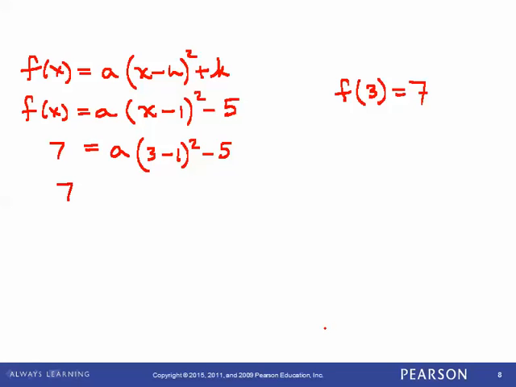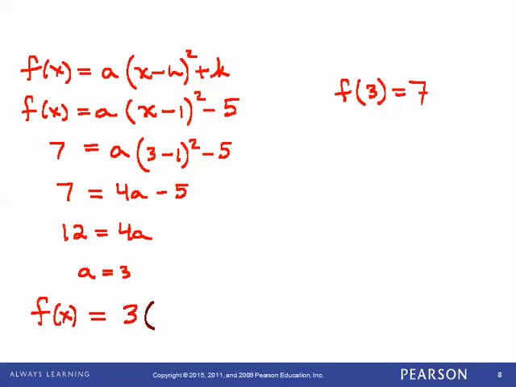Alright, hope you guys did already. So let's see, simplifying, 3 minus 1 is 2. 2 squared is 4. After that, adding 5 to both sides, then dividing by 4 gives you a equal to 3. There, I got an equation of a quadratic. Not bad, that's pretty cool.